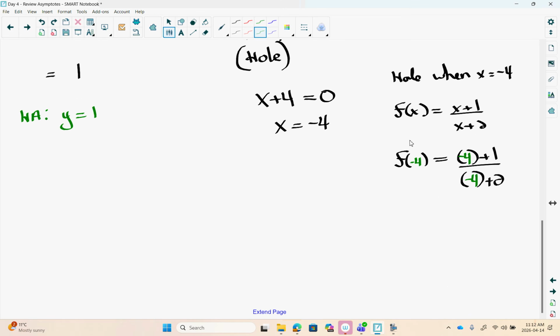Anyone know what -4 plus 1 is? Anyone know what -4 plus 2 is? What's a negative divided by a negative? Positive 1.5 or 3/2, whatever you want. And here's what it would mean. Okay?